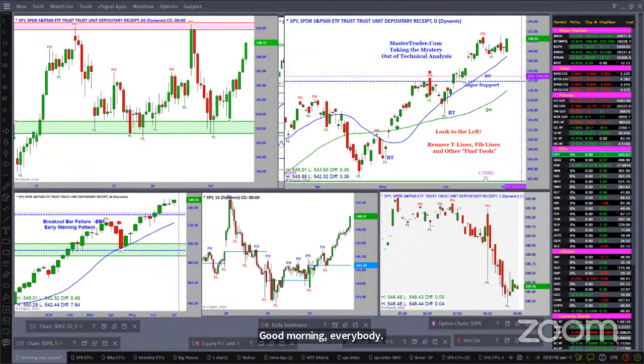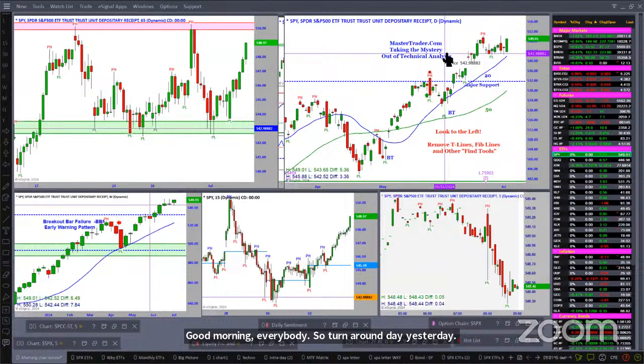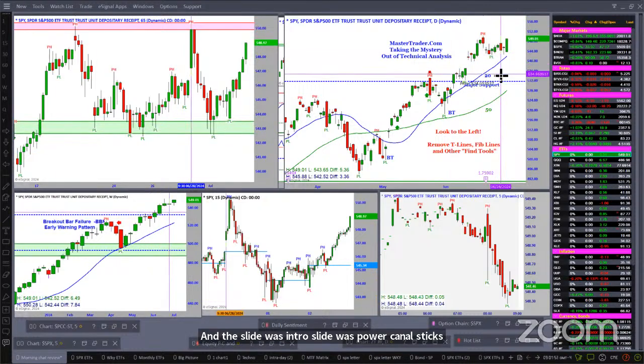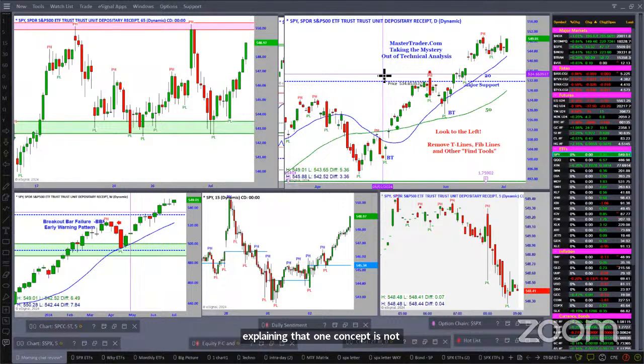So, turnaround day yesterday, and the intro slide was: power candlesticks become the weakest part of the technical pattern. One of the things we always cover pre-market here in an MT Live is multiple concepts, explaining that one concept is not a strategy.